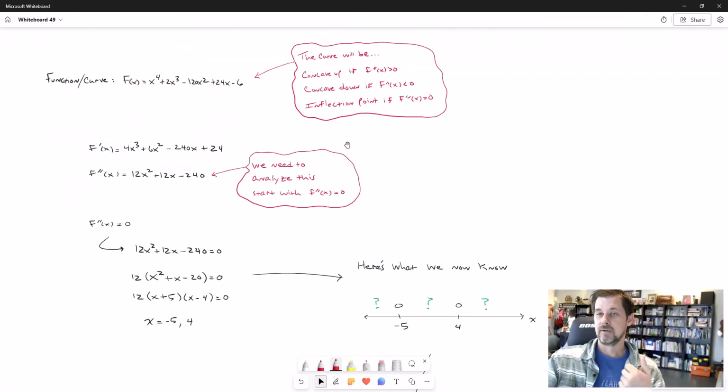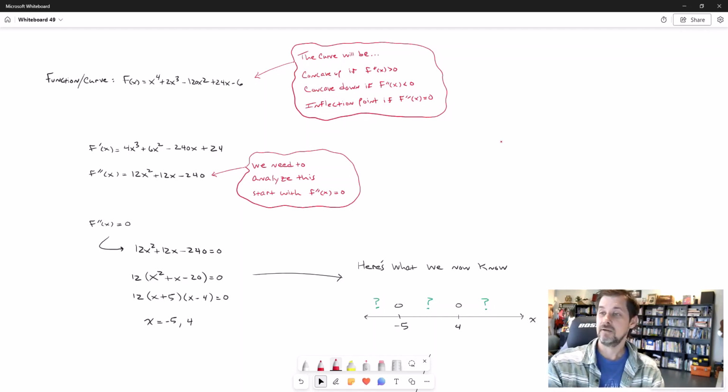So here's my whiteboard, and here's the function or curve that was given. As far as the math goes, the curve will be concave up if the second derivative is positive. So right there I wrote f double prime greater than 0. That means positive. It will be concave down if the second derivative is negative, and there will be an inflection point if the second derivative is 0. You can think of the inflection point as the transition between being concave up and concave down.